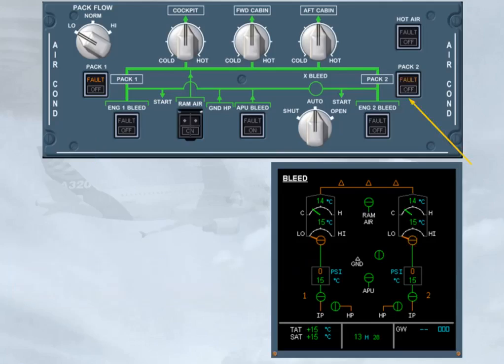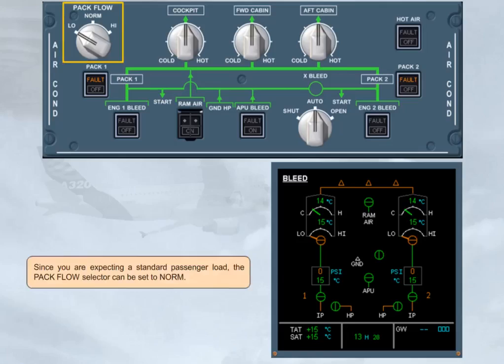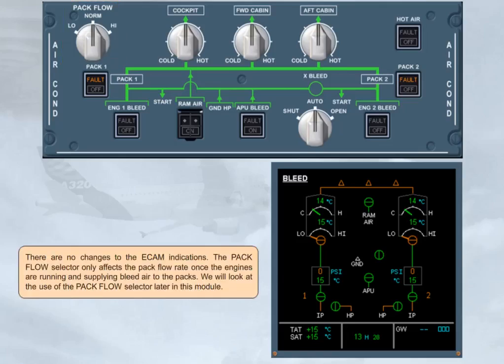We have set pack 2 push button switch to on for you. As for pack 1, there is no available bleed air to pack 2. Since you are expecting a standard passenger load, the pack flow selector can be set to normal. There are no changes to the ECAM indications. The pack flow selector only affects the pack flow rate once the engines are running and supplying bleed air to the packs. We will look at the use of the pack flow selector later in this module.